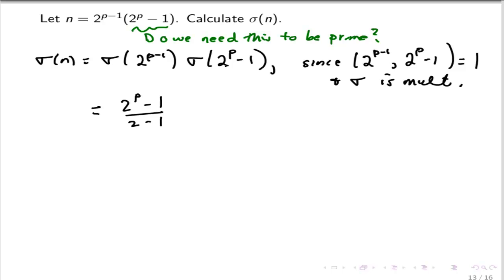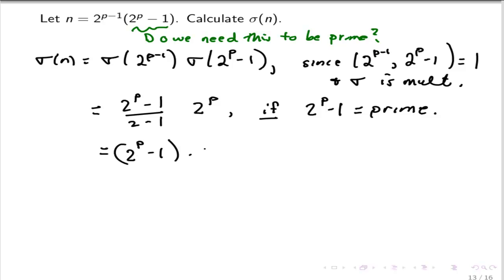And sigma of 2 to the p minus 1, well, if this is a prime, let's suppose that it is a prime, then sigma of a prime is just one more than itself. So that would just be 2 to the p if 2 to the p minus 1 is a prime. And if it's not a prime, it's going to be bigger than this number. Okay, so let's go ahead and do the calculation assuming it's a prime. Then what do I get? I get 2 to the p minus 1 times 2 to the p.